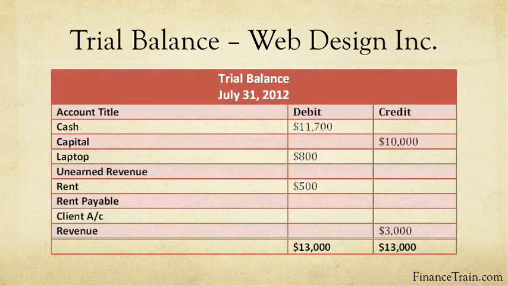On screen, you can see the trial balance of Web Design Inc. As you can see, the trial balance has been prepared on July 31st. This means that the balances from all the ledger accounts as on July 31st will be taken. The accounts such as unearned revenue, rent payable, etc. do not show any debit or credit balance because these accounts have zero balance. In reality, accounts with zero balances will not appear in the trial balance altogether. Finally, both the debit and credit balances are matching, which is an indication that the accounts have been posted correctly.